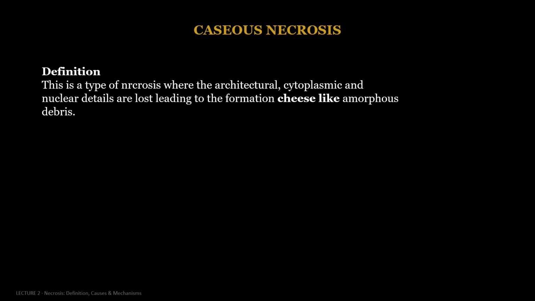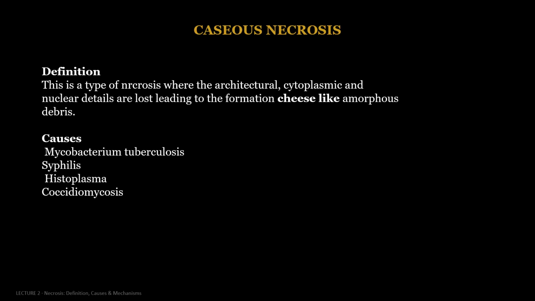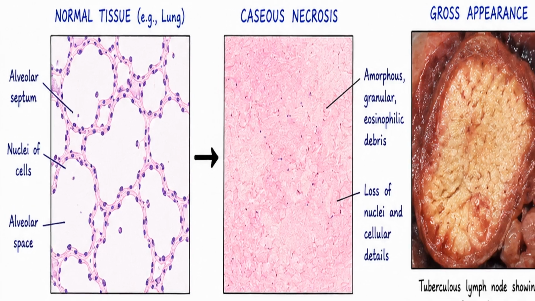This is a very important description. A cheese-like amorphous debris is formed. Hence, we call it caseous necrosis. It is a type of necrosis where the architecture, the cytoplasmic, and the nuclear details are lost, leading to the formation of a cheese-like amorphous debris. What are the causes? It can be caused by Mycobacterium tuberculosis, syphilis, histoplasma, and coccidiomycosis. These are the main causes of caseous necrosis.